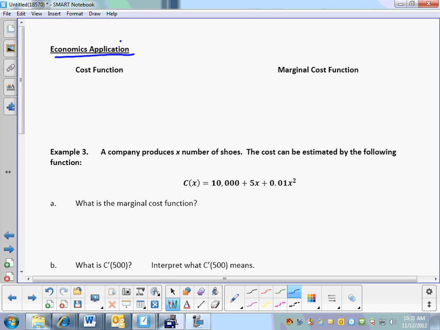Okay, so you've seen how derivatives can play a role in the motion of a particle, an object being thrown up into the air, Boyle's law. Here's another example, and it's in economics applications. And so the cost function is as follows.